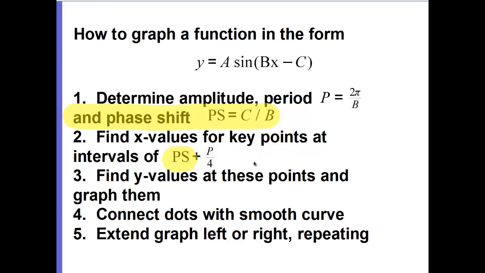Find the x values for the key points at the intervals, but instead of just p over 4, we're going to start by adding that phase shift in there. So if it's a shift to the right, we're going to move to the right and then add those intervals of p over 4. So the two big differences here that we're adding on here, we're accounting for a phase shift because we have this c term in there, and by doing so we've got to compute the phase shift and then add it to find where we start the graph. Otherwise the process is exactly the same. So we're just going to use different x values now because the function is not starting at 0 anymore, it's starting at some point to the left or right of 0.